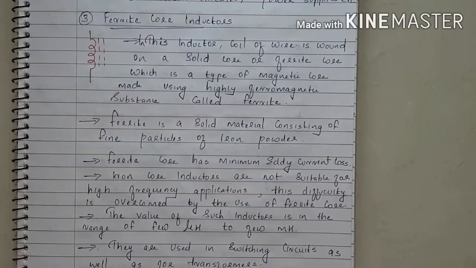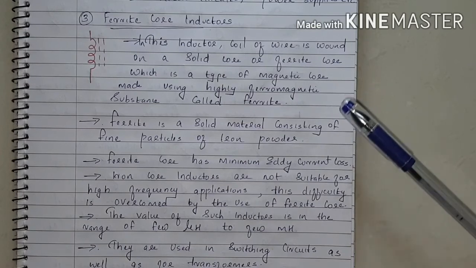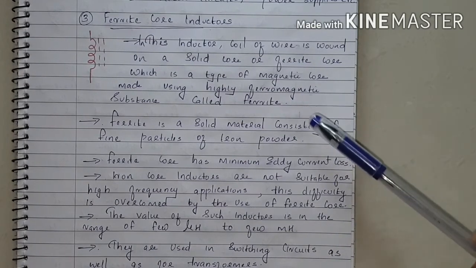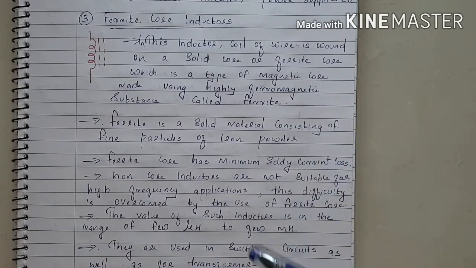The third type of inductor is ferrite core inductors. This is a symbol of ferrite core inductor. In this inductor, coil of wire is wound on a solid core or ferrite core. That is, the core used is a highly ferromagnetic substance called ferrite, which is a solid material. Ferrite is a solid material consisting of fine particles of iron powder. Ferrite core has minimum eddy current loss.